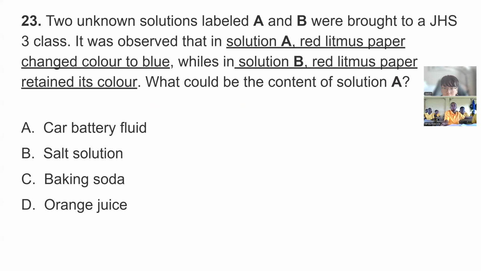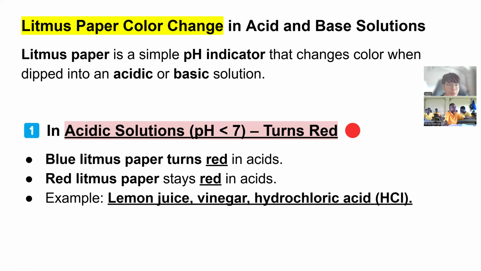It's B. Actually, this is not B, it's C. It's baking soda, but this is a little tricky because you need to know what is acidic and what is basic. So let's review litmus paper color change.